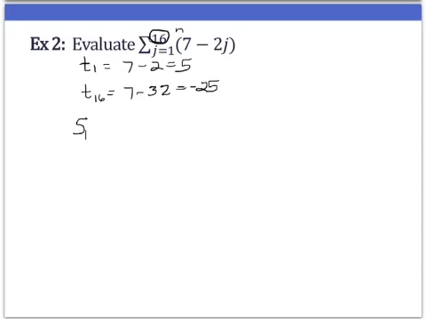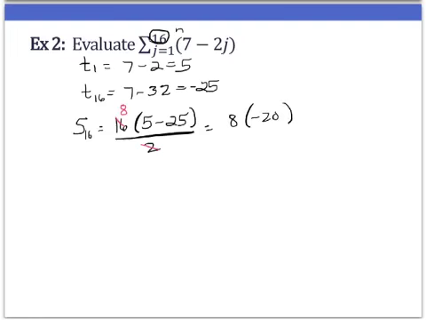And so for the sum of our first 16 terms, we have 16 terms. Add our first term and our last term. Divide by 2. And again, I like to cancel whenever I can. So 8 times -20 gives me a sum of -160.